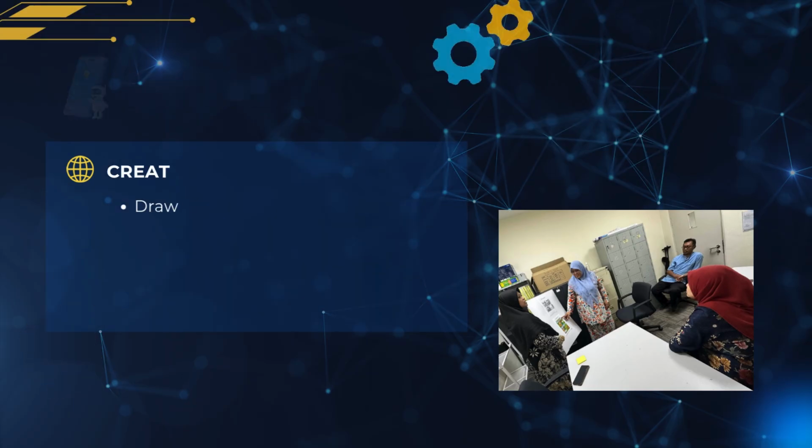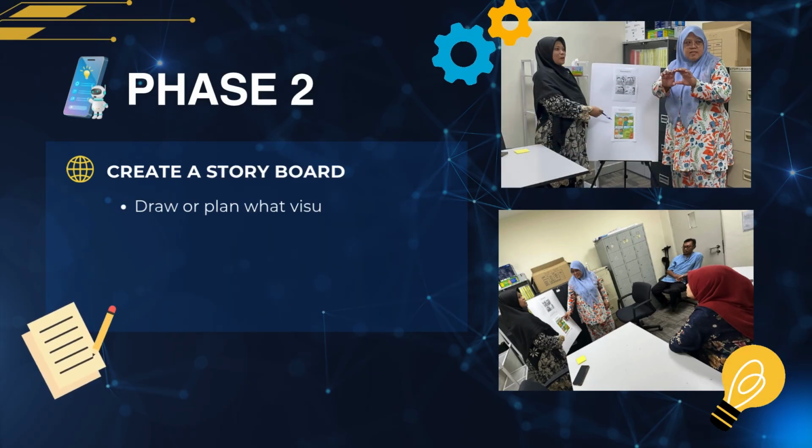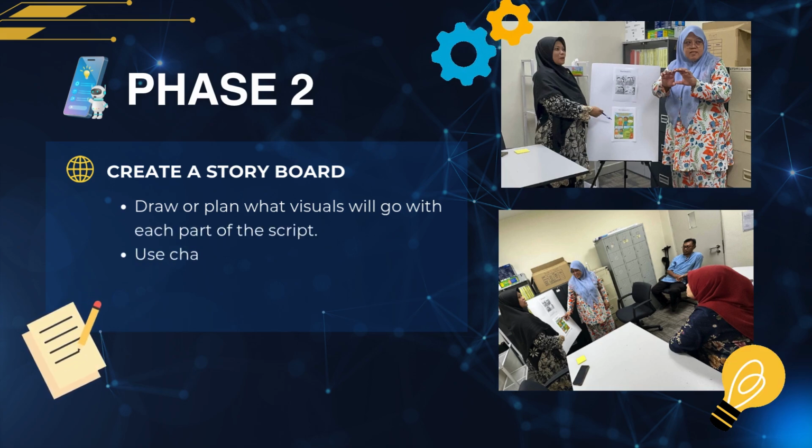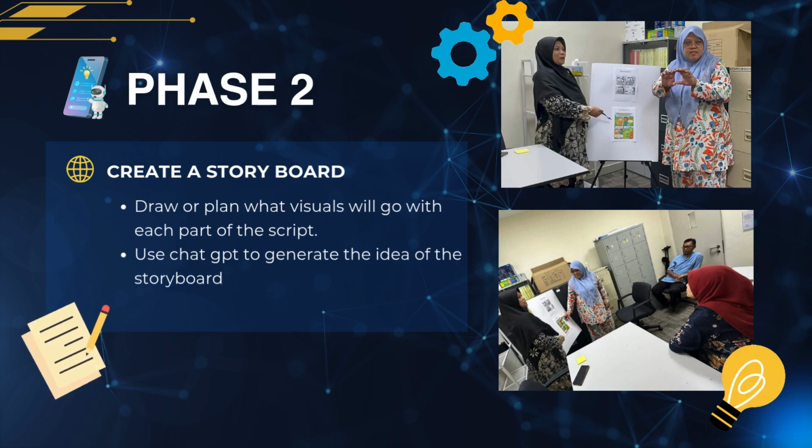In this step, we are going to create a storyboard. A storyboard is a plan that shows what visuals or scenes will appear in each part of the video. It's like a comic strip that helps us see the flow of the video before we start recording. We match each part of the script with a drawing or image idea.